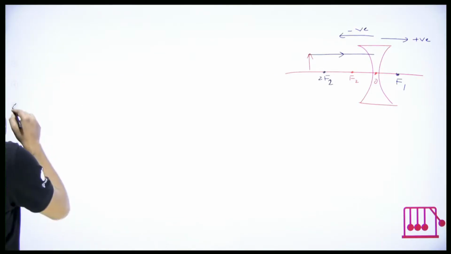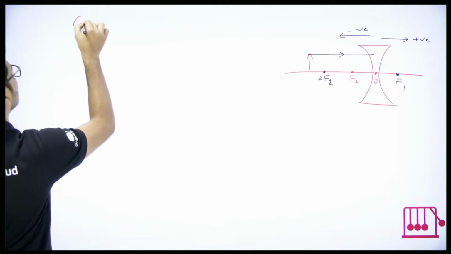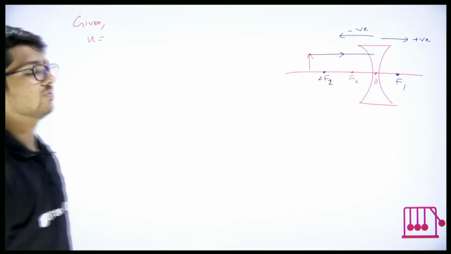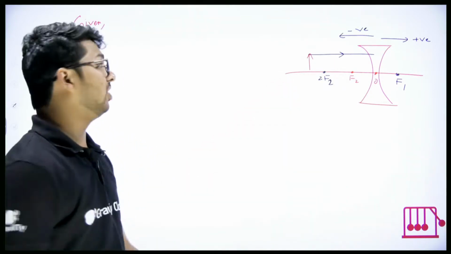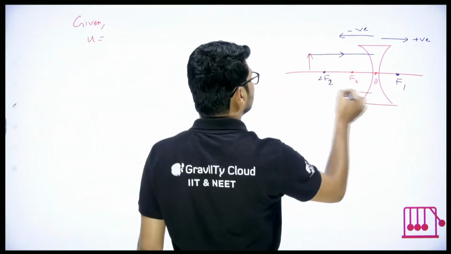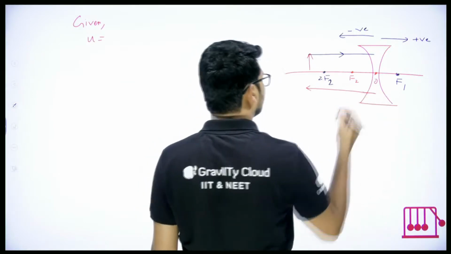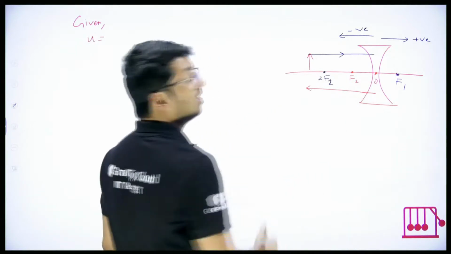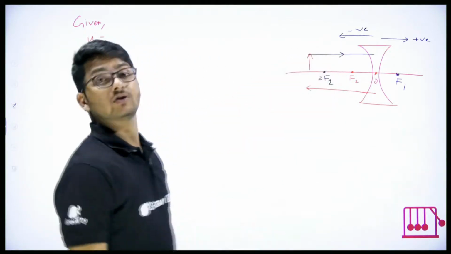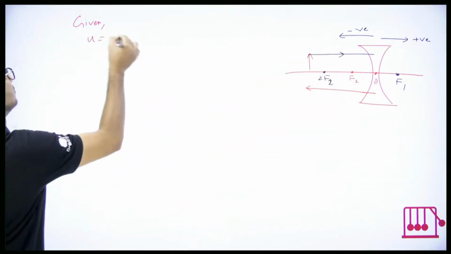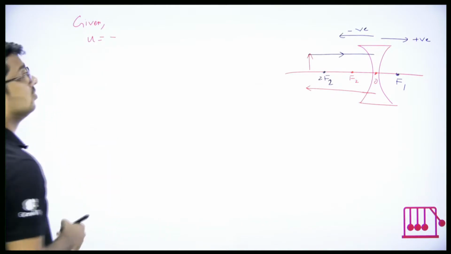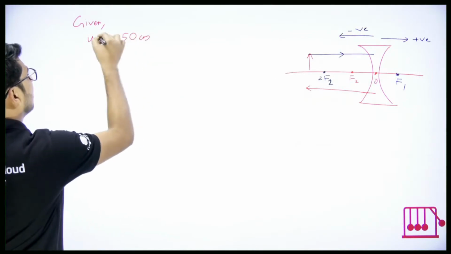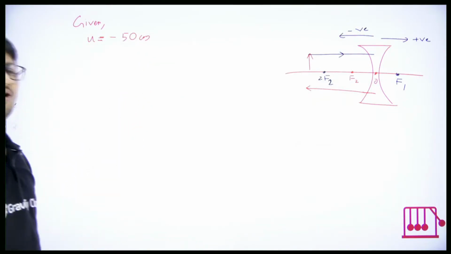So if you look at the object distance here, where is the object? On the left side. And how will you go? You will start from the optical center and go towards the object, that means towards left. And towards left is negative. So object distance U is equal to minus 50 centimeter. Or else you can always say that object distance is always negative.